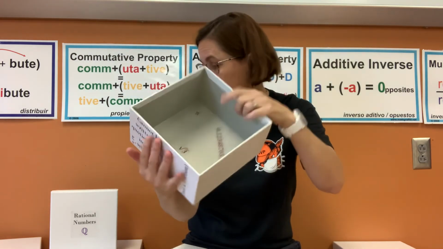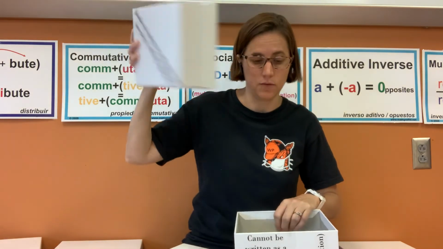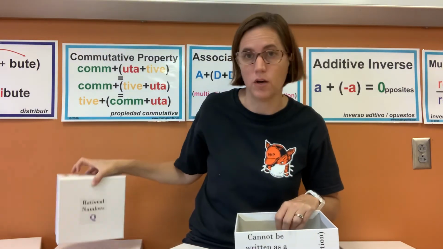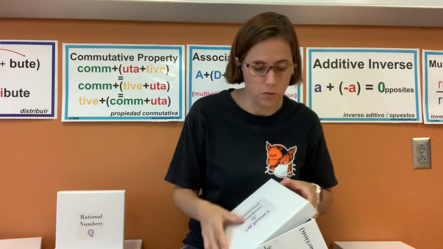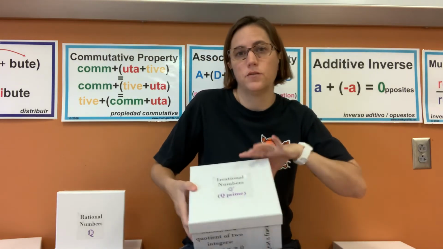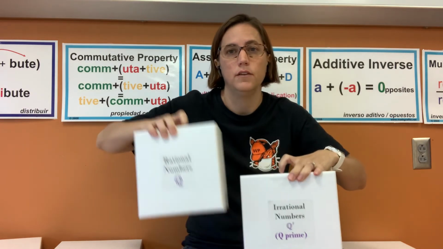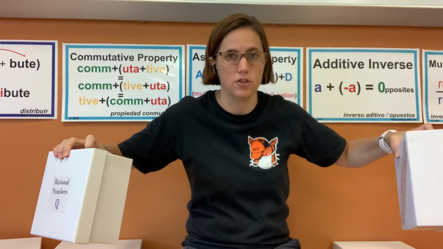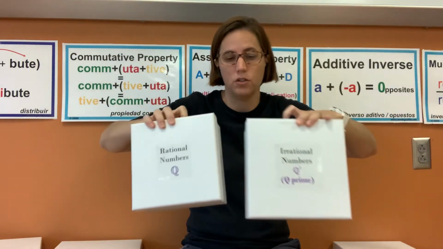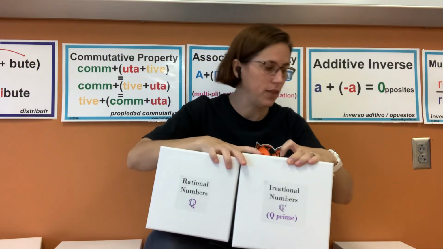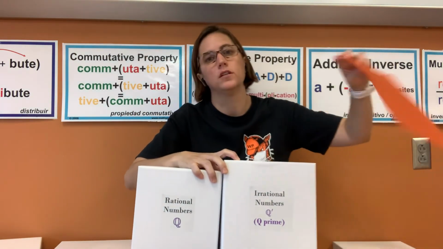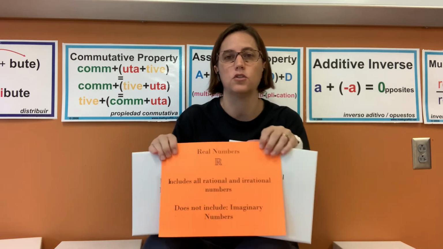Now, if you're thinking I'm gonna stick this box of rational inside this box of irrational, I'm not. These two are not subsets of one another. They are what's called mutually exclusive. If you're rational, you can't be irrational. If you're irrational, you can't be rational. So these two together is what makes up our real number system. So they kind of go next to each other.